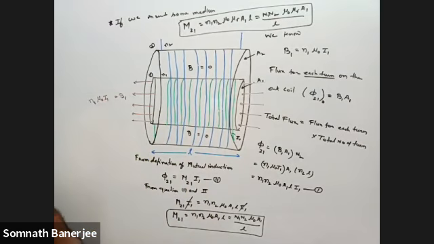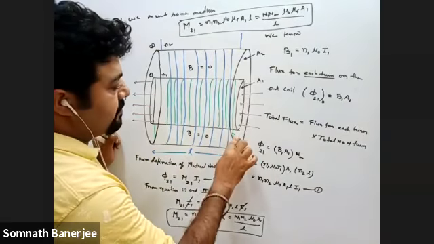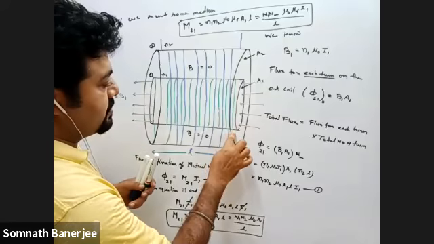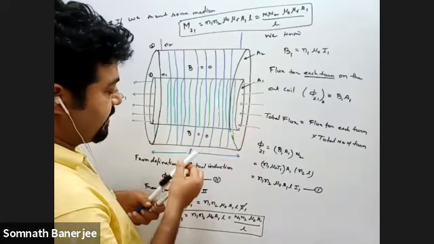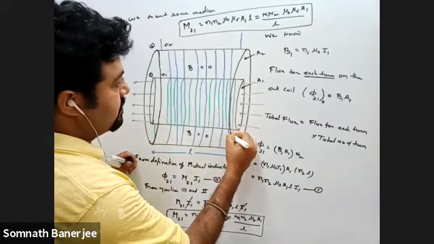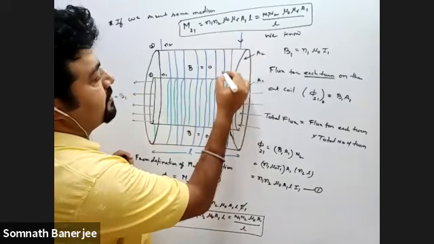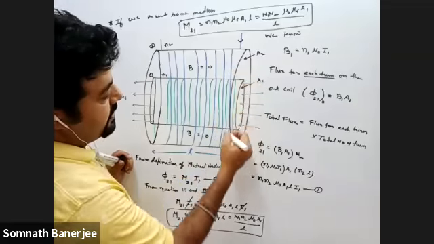See, now we try to find out just the reverse process. Means now we are trying to find out the current. So this one means the current is moving like this.